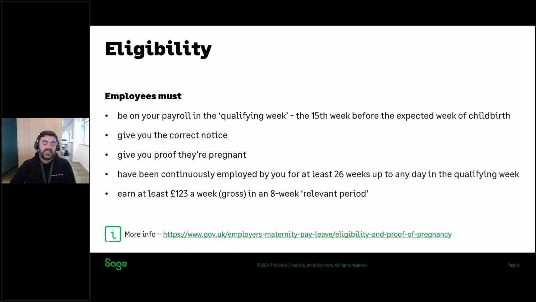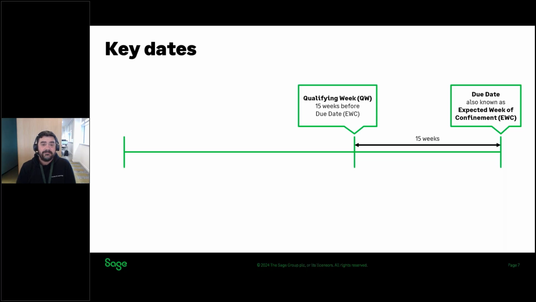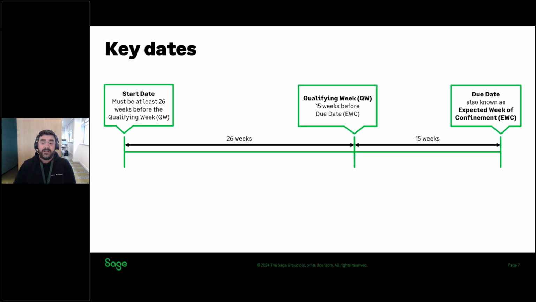But let's just visualize some of the key dates on a timeline. We're going to be working back from the due date, also known as the expected week of confinement, or EWC. Working back from the EWC, if we go back 15 weeks, that takes us to the qualifying week, which is a really important date when it comes to SMP legislation. And then counting back another 26 weeks takes you to the latest start date for an employee to qualify for this payment. So they need to have been employed at least 26 weeks before the qualifying week.